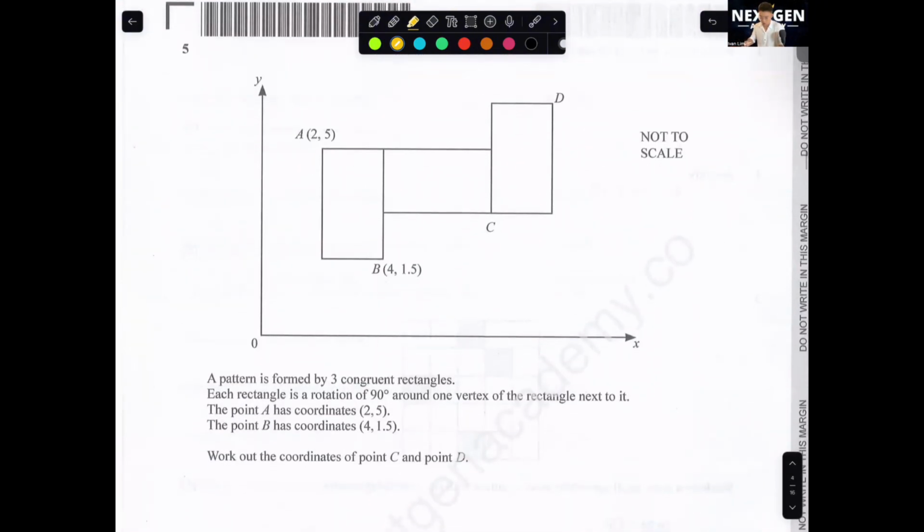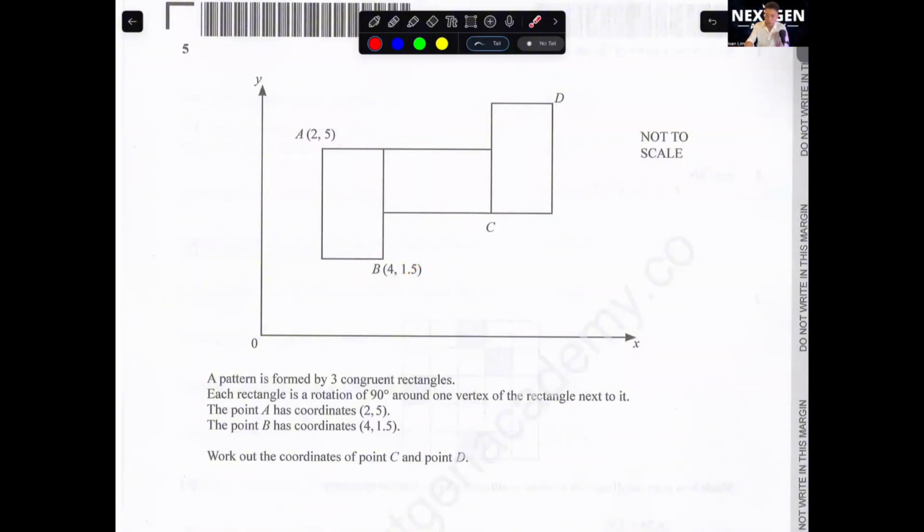Okay, this is an interesting question. A pattern is formed by 3 congruent rectangles. Each rectangle is a rotation of 90 degrees around one vertex of the rectangle next to it. The point A has coordinates (2, 5), and here is (4, 1.5). Work out the coordinates of point C and D.